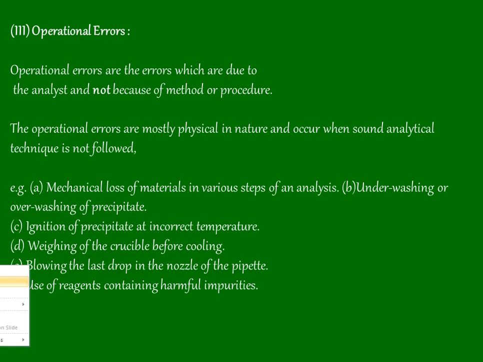Then the third one is operational errors. Now these operational errors are the errors which are due to the analyst, and not because of the method or procedure. So these operational errors are only because of the analyst who is performing the experiment, who is performing the analysis. The operational errors are mostly physical in nature and occur when sound analytical technique is not followed.